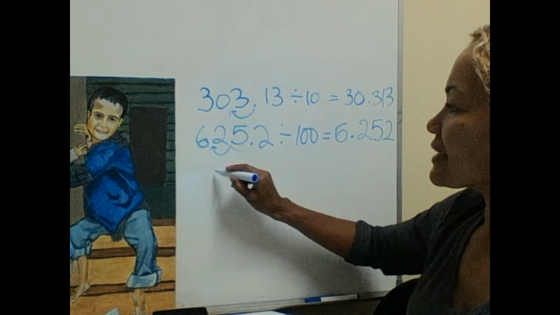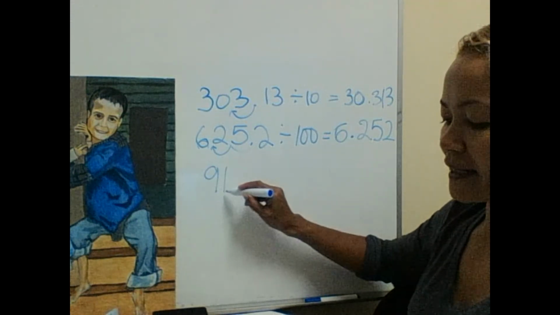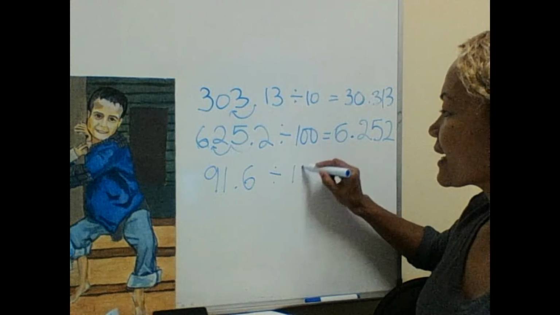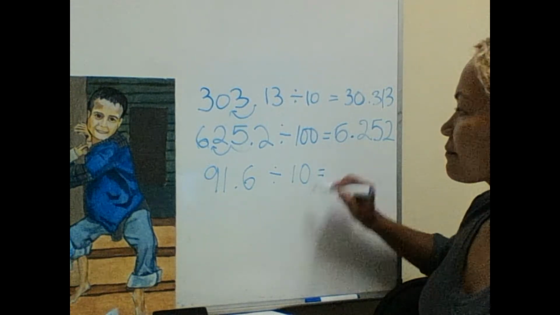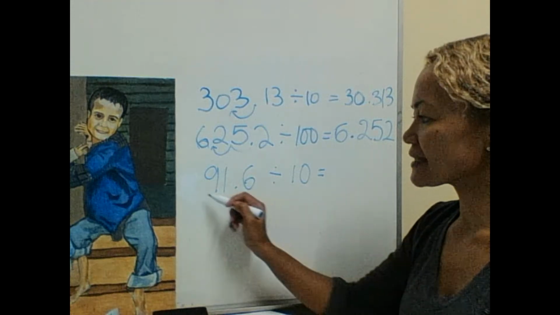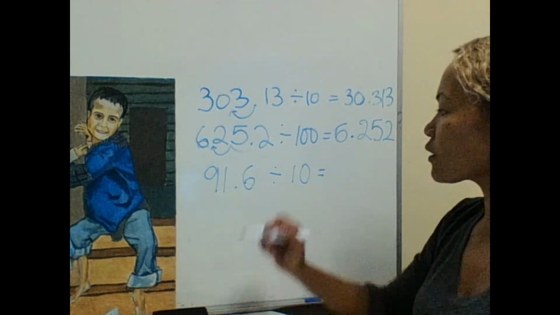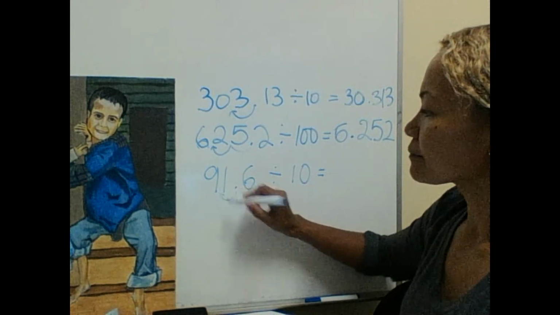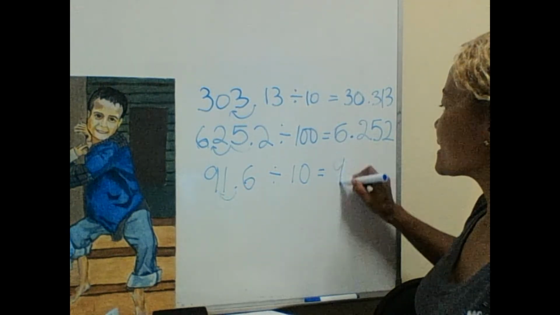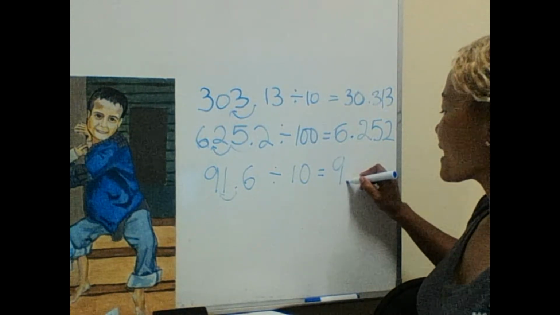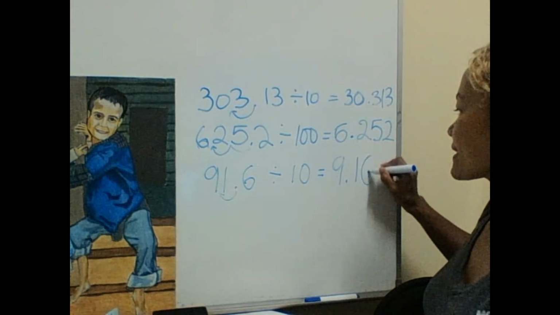Okay, the third example, 91.6 divided by 10. Again, the decimal place is moving to the left towards the start of the number to make the number smaller. 1 place only. So 9.16.